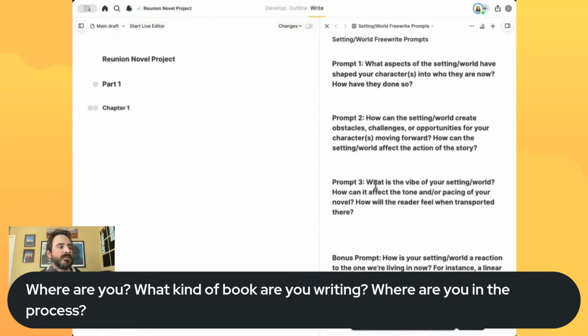And in the third prompt, what is the vibe of your setting/world? How can it affect the tone and/or pacing of your novel? How will the reader feel when transported there?